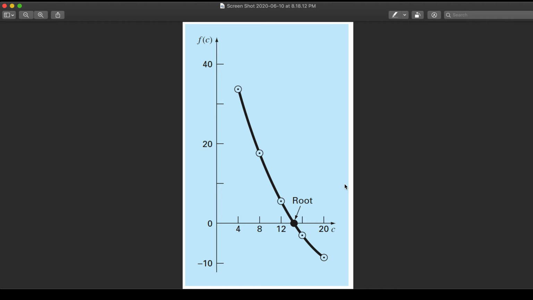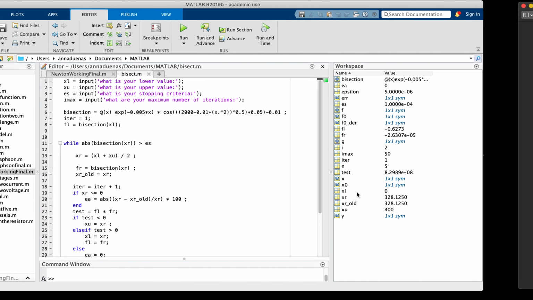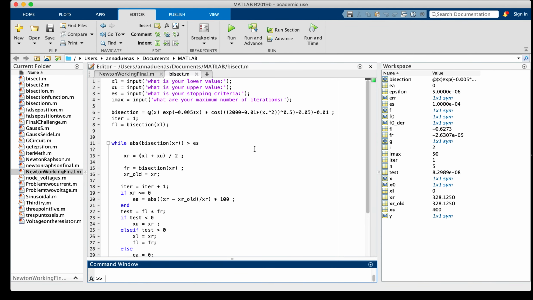So, I'm gonna go ahead and talk about the MATLAB code here. Like I mentioned, we have our inputs, which is the lower value of x, the upper value of x, the stopping criteria of the function, and the maximum number of iterations.